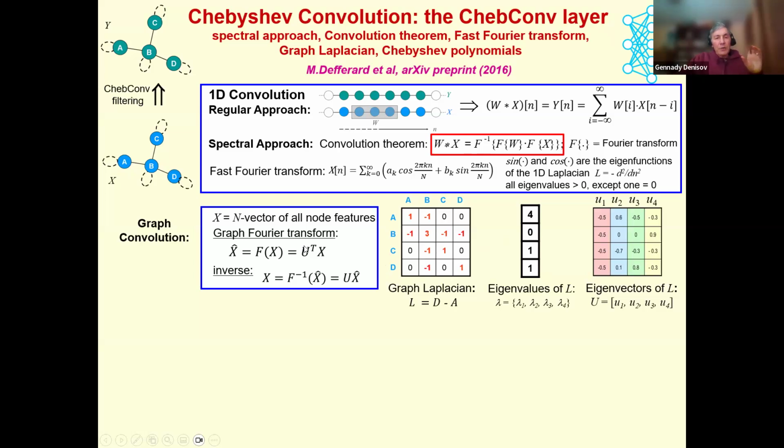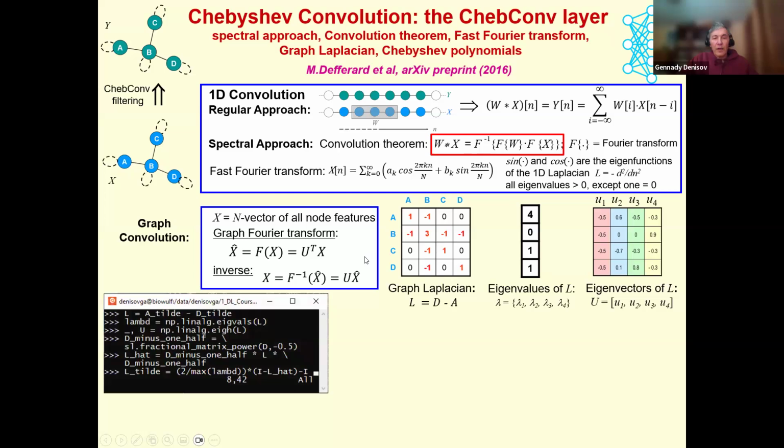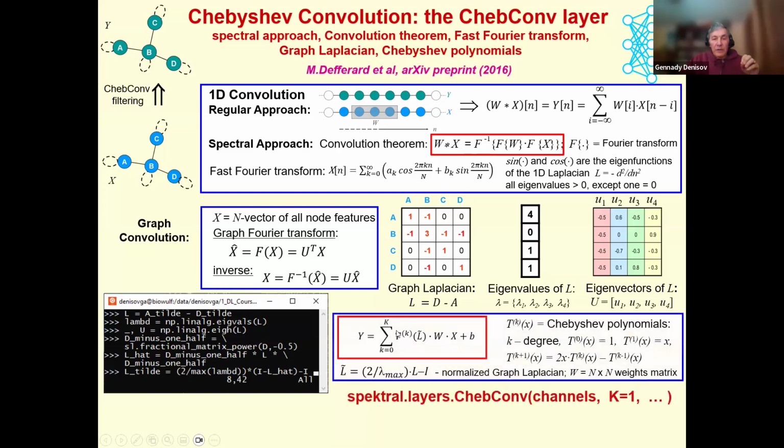There are also a number of wonderful properties possessed by the graph Laplacian. I have a separate slide which lists some of these properties. But let me now proceed to the final formula for the graph convolution. And by the way, all these computations can also be performed in Python, as shown in this code snippet. The final formula will be like this.